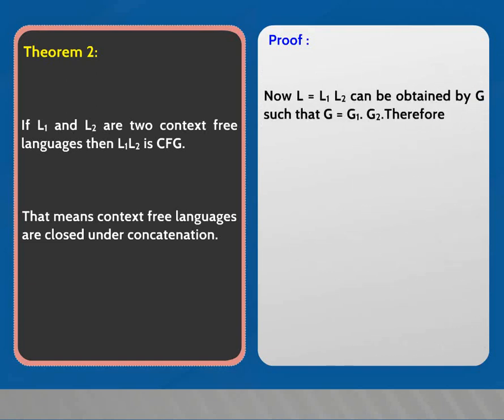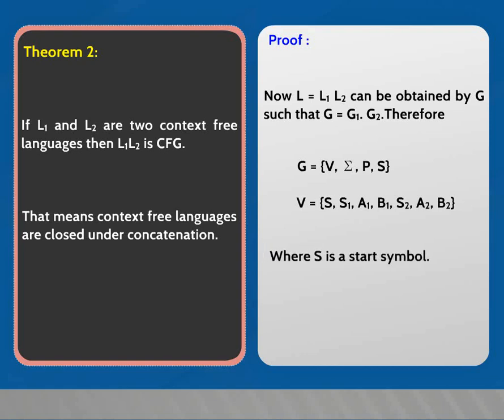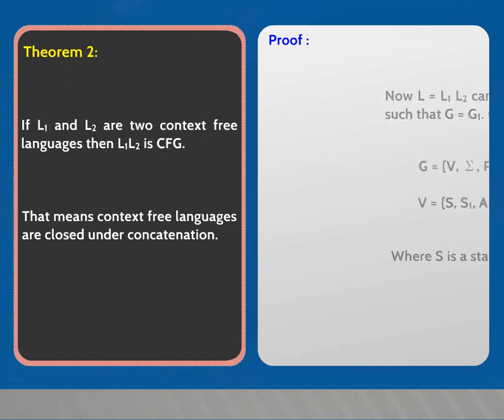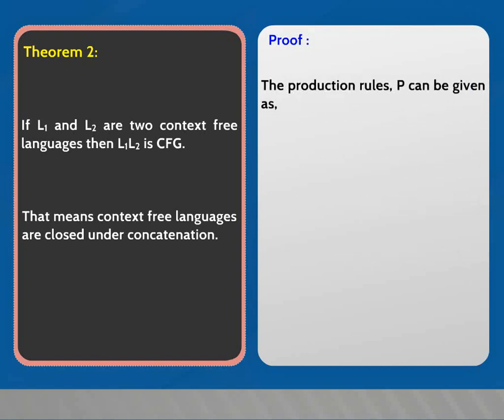Now, L is equal to L1 L2 can be obtained by G such that G is equal to G1 into G2. Therefore, G is equal to (V, Σ, P, S). V is equal to {S, S1, A1, B1, S2, A2, B2}, where S is a start symbol. The production rules P can be given as P is equal to S provides S1 S2.